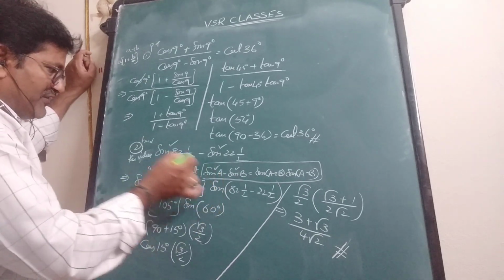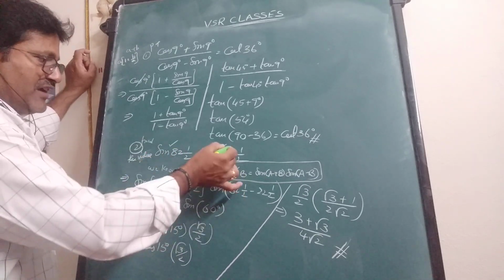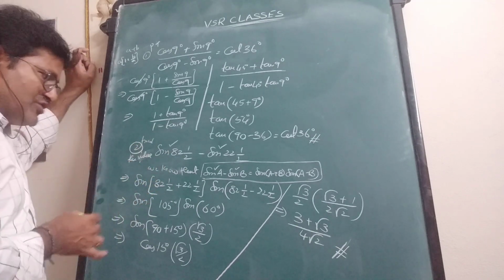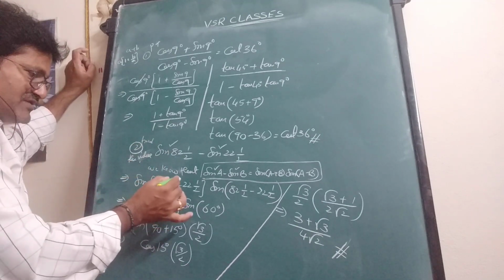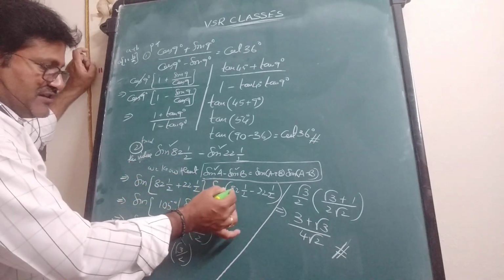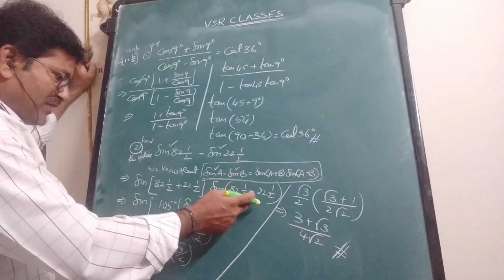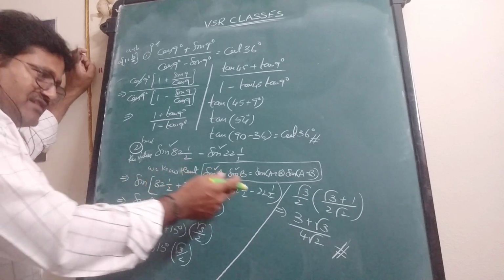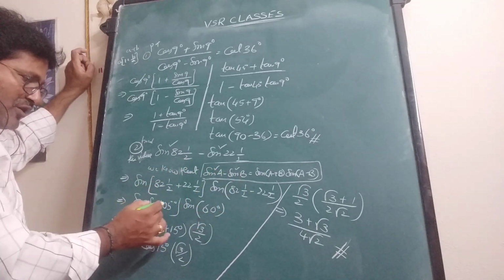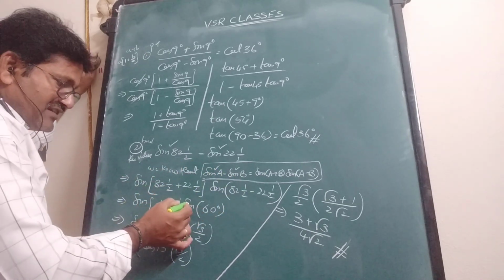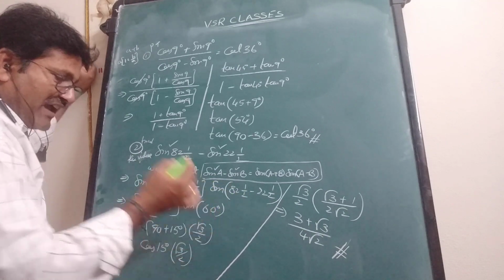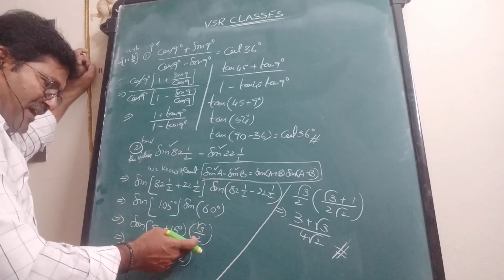In the place of A we have 82.5. In the place of B we have 22.5. Go for substitution. Sine of 82.5 plus 22.5 and sine of 82.5 minus 22.5. Add here and subtract here. So adding, you will get 105 degrees. Here subtraction you will get sine 60. What is sine 60? Root 3 by 2.